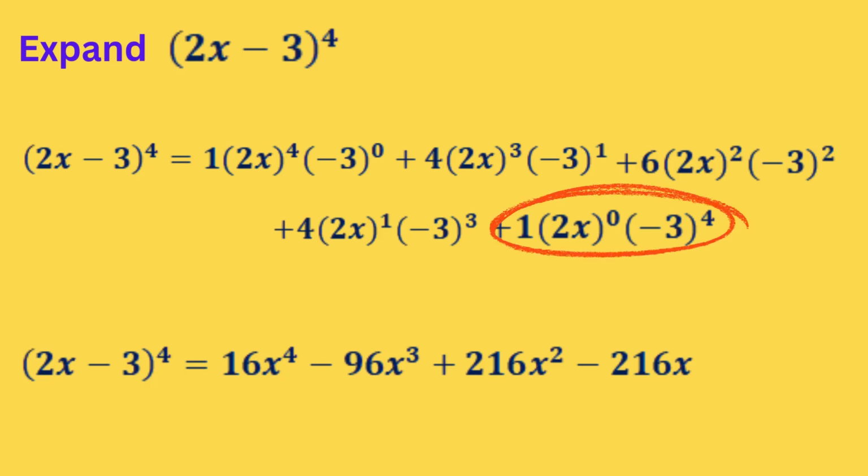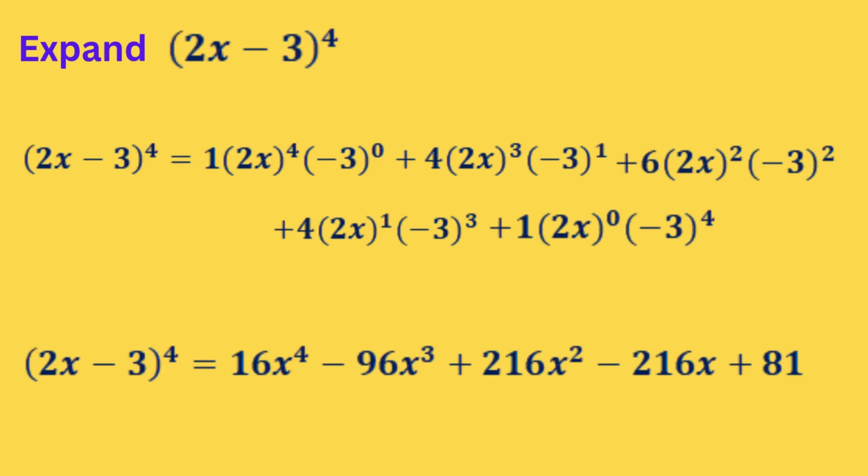For the fifth and final term, we'll raise 2x to the power 0 and minus 3 to the power 4. 2x to the power 0 is 1, while minus 3 to the fourth power is 81. So the final term is 81.